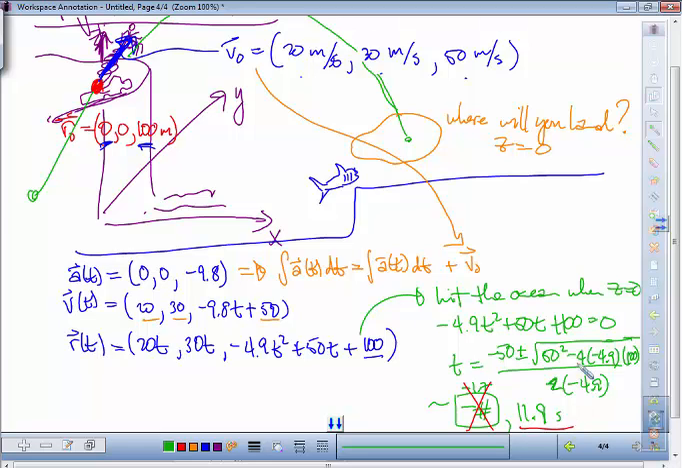Where? So we take the time that we found, t is equal to 11.9, and put that into the x and the y. So, in fact, we can put it into the whole thing, and we know that the z is going to be 0. It's 220.9, or wait, 229? Right, ish.